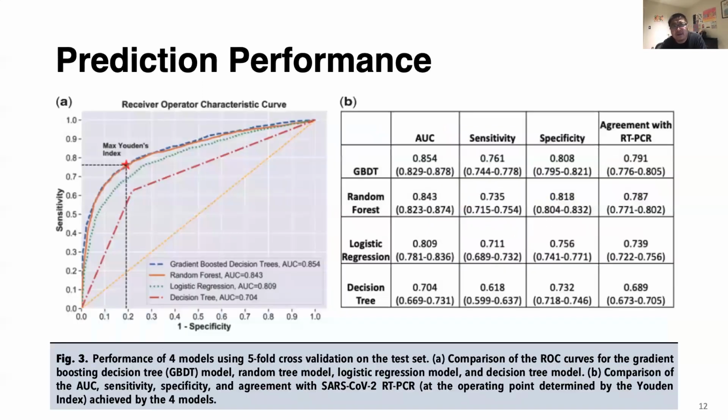So this is the result, from which we can see the gradient boosting tree model can achieve a really good AUC based on the training data collected from our own hospital, which is New York Presbyterian Hospital at Weill Cornell Medicine. The data used for model development was collected during the peak time, which is March and April in New York, based on the patients who took the RT-PCR test in our hospital. And we can see the AUC here for GBDT is 85%.